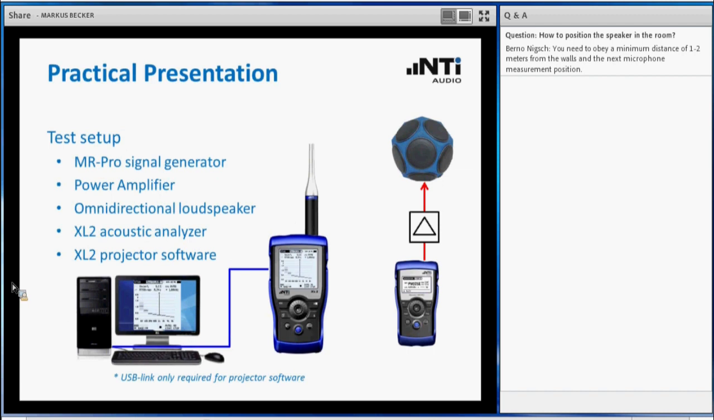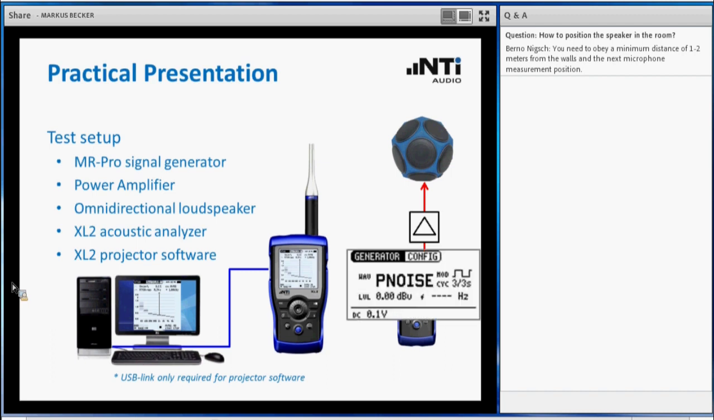Well, we are at the point where we can start our presentation. I have here an EMA Pro, which is generating the test signal. The EMA Pro is connected via an amplifier to my DODEC. As test instrument, I'm using an XL2, and I have connected this XL2 via USB link to my PC to allow you to watch the screen contents of the XL2. The USB link is not required in reality when you execute a measurement, but for the purpose of visibility, I have just connected it to my PC.